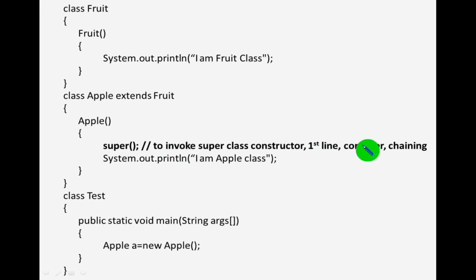Next, the compiler itself provides a default superclass constructor. When there is no default constructor, that default constructor will be provided by whom? The Java compiler. And the third is constructor chaining. What do you mean by chaining? We can have n number of constructors, but only after executing the superclass constructor, the subclass constructor will be executed. Which is nothing but constructor chaining.